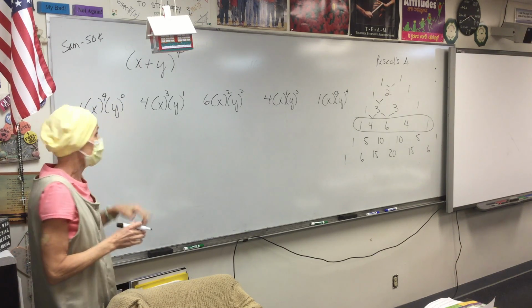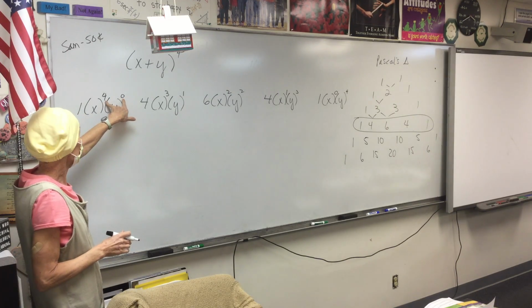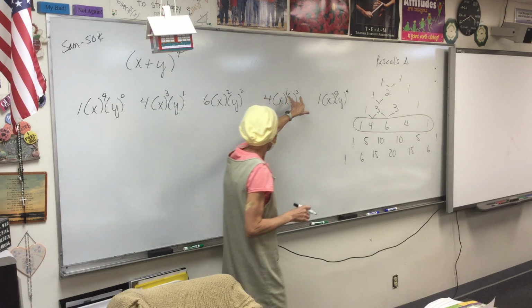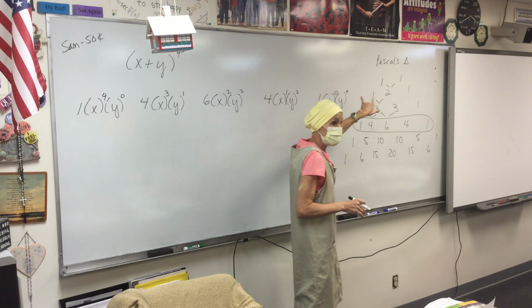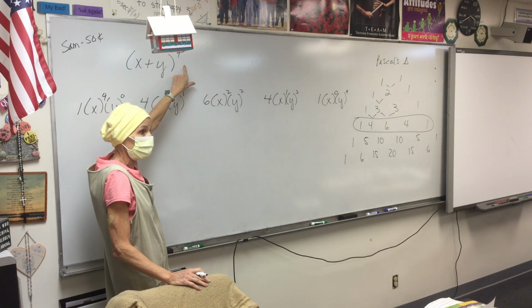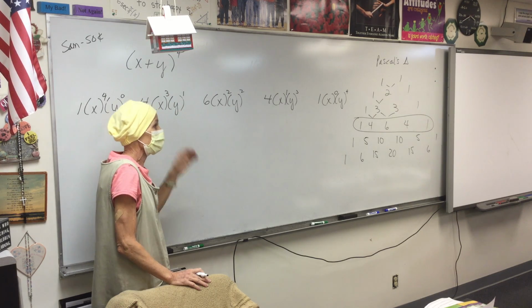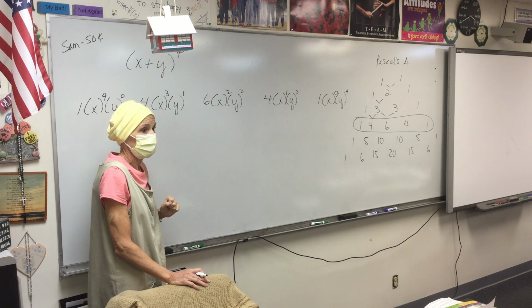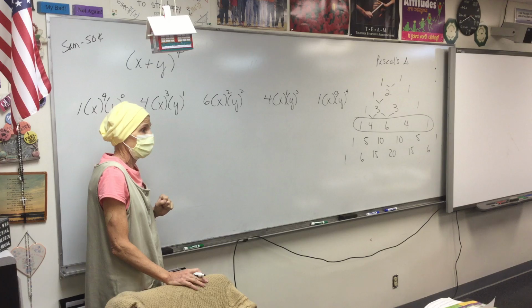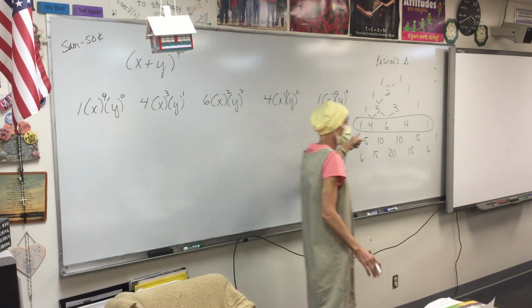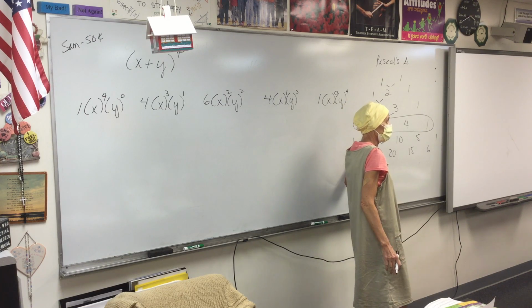Now notice, in each term, what do the exponents add up to? 4. Always. The exponents will add up to that. All right, so let's start over again. Where did I get the coefficients? Where did those numbers come from? From the 4th row of Pascal's triangle.